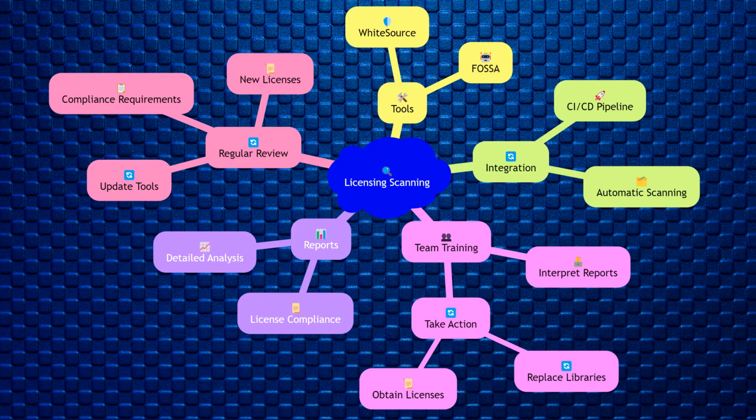To implement licensing scanning, integrate tools like FOSSA or WhiteSource into your CI/CD pipeline. These tools will automatically scan your software and its dependencies for license compliance and provide detailed reports. Ensure that your development team is trained to interpret these reports and take appropriate action, such as replacing non-compliant libraries or obtaining proper licenses. Regularly review and update your licensing scanning tools to keep up with new licenses and compliance requirements.